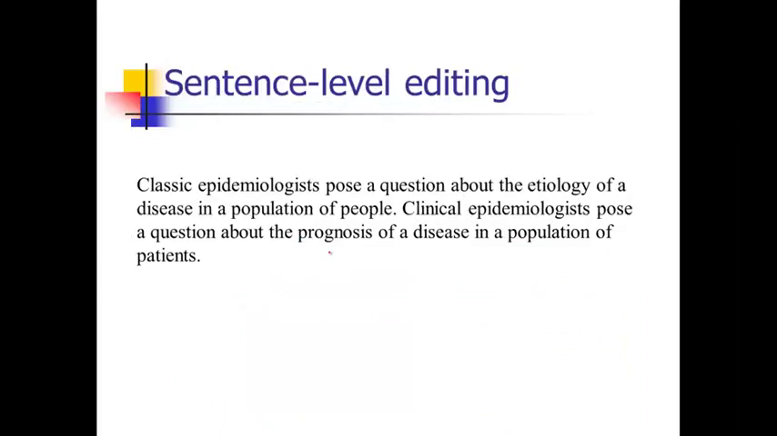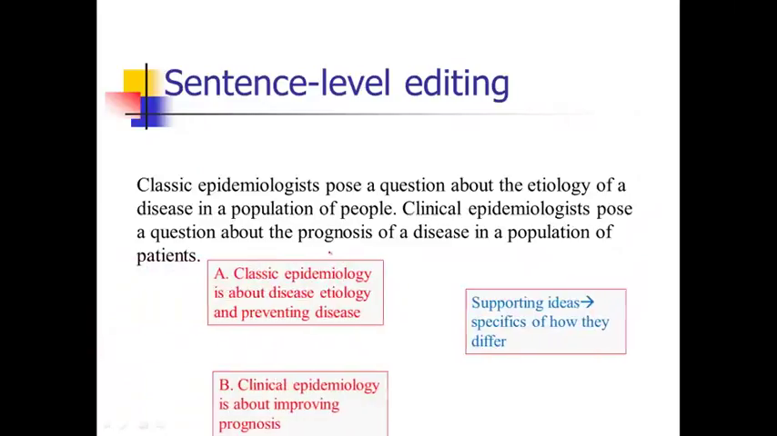just directly saying, classic epidemiologists pose a question about the etiology of a disease in a population of people. Clinical epidemiologists pose a question about the prognosis of a disease in a population of patients. So we're going to keep that structure the same across those two sentences to really bring out the compare-contrast. Notice when I do that, I don't need that transition on the other hand. It's completely unnecessary because I've got this nice parallel structure that's making that paragraph flow. So we get that nice compare-contrast. That's telling us a lot.